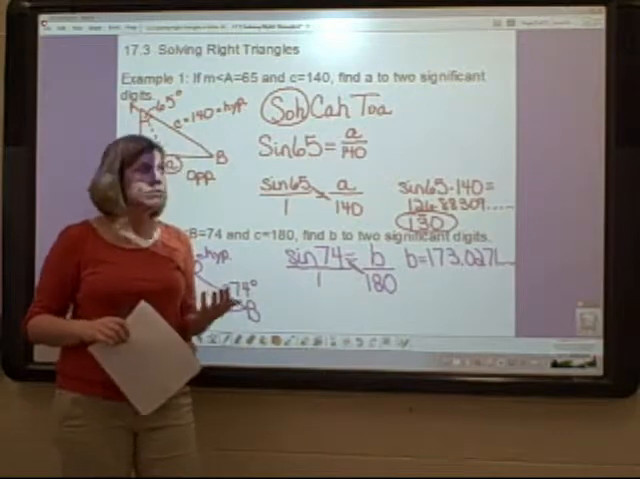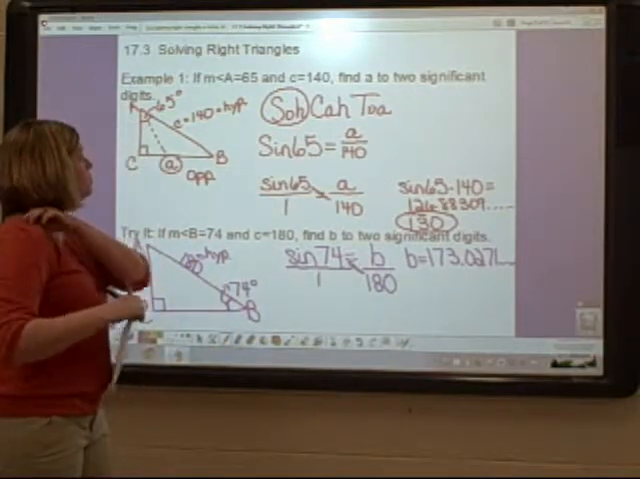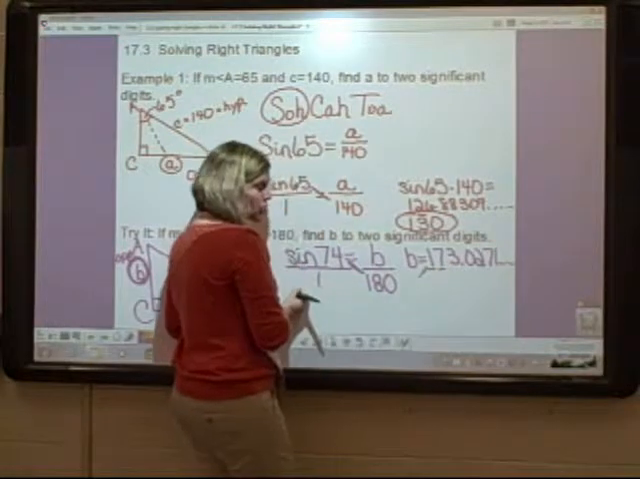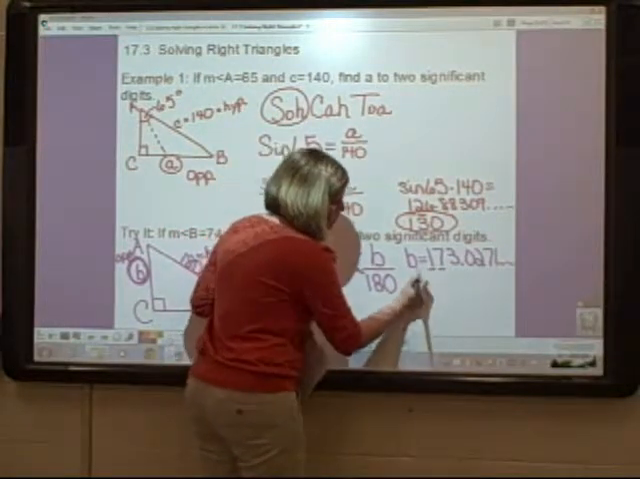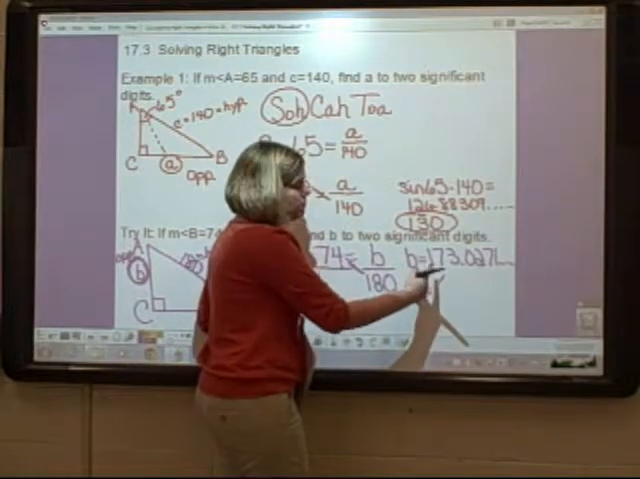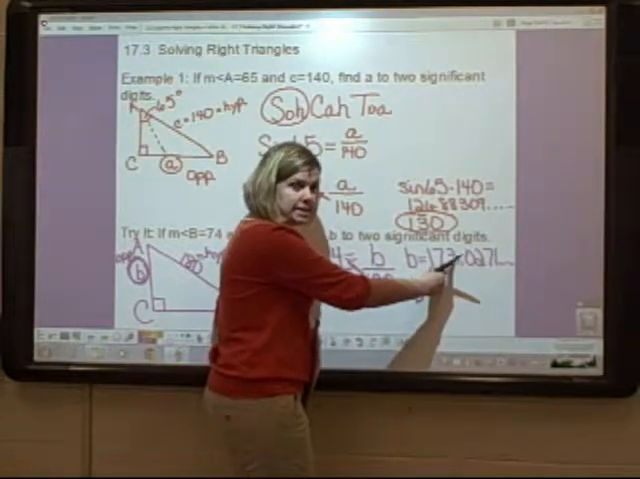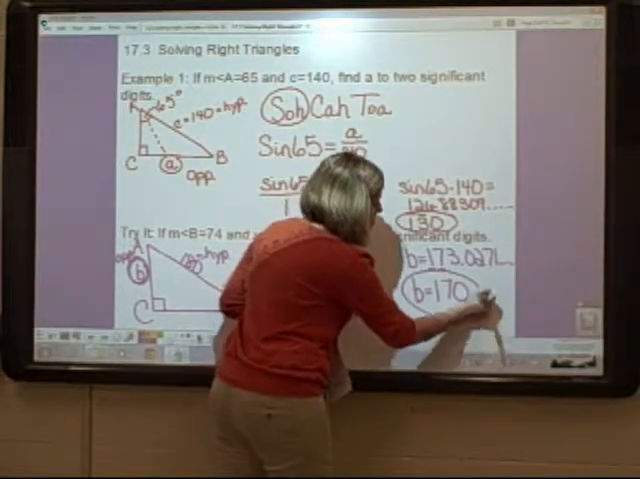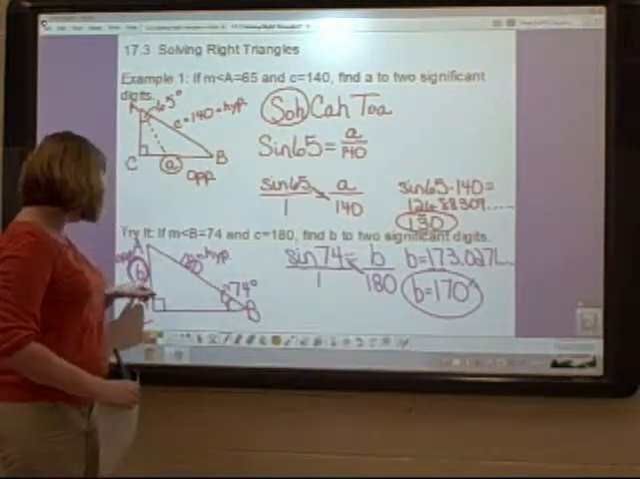But once again, the directions say to round to two significant digits. So I want my first two digits, 17, and I'm going to keep that as 7 because the number after it is less than 5. So it would be 170. So side B would be 170.